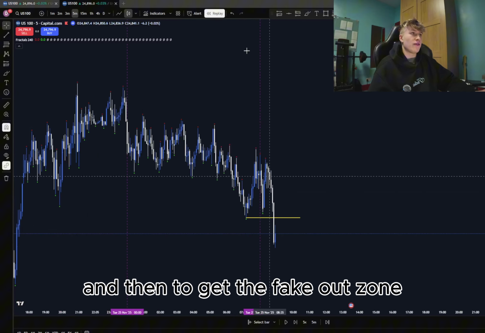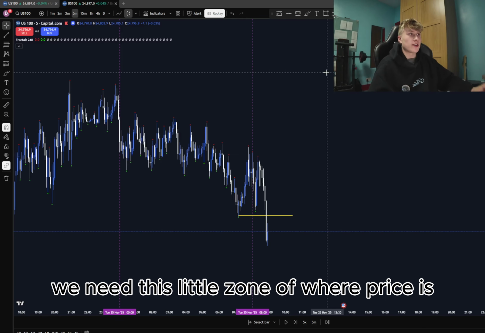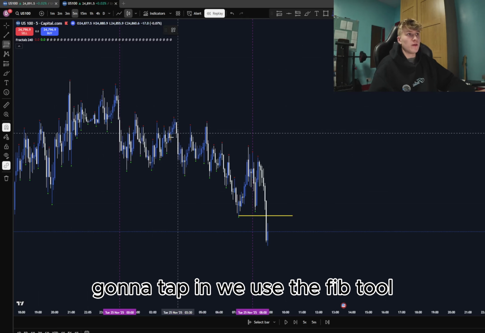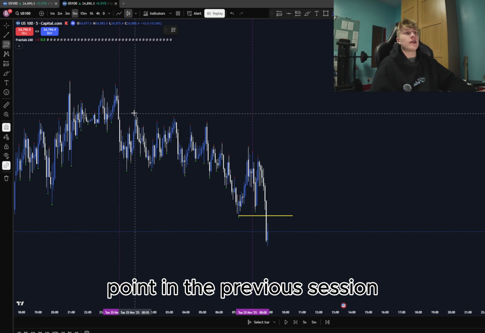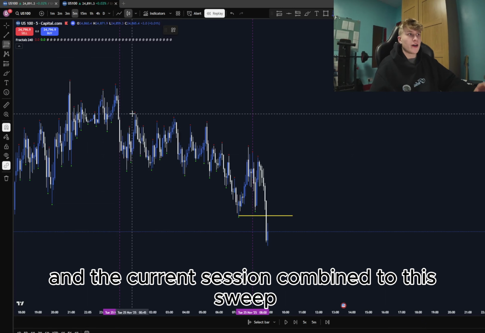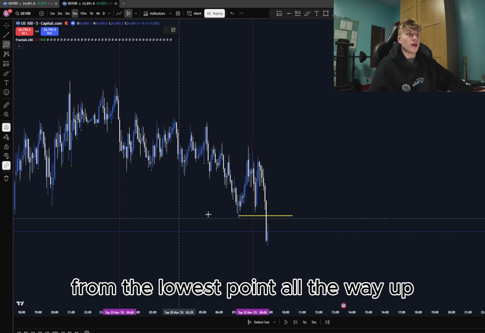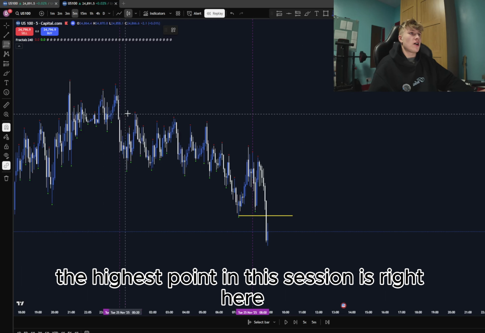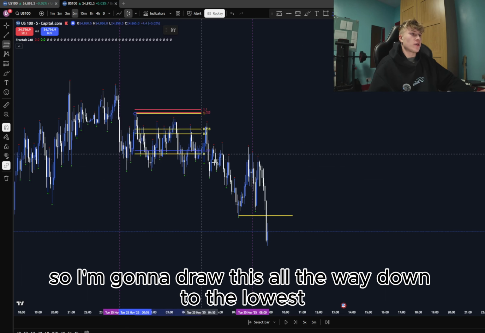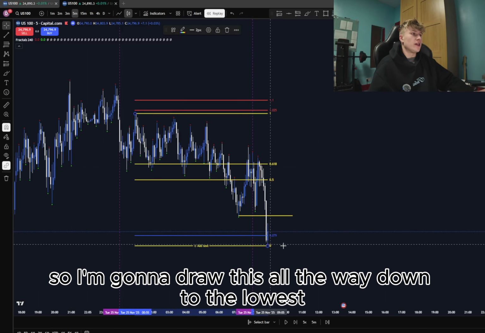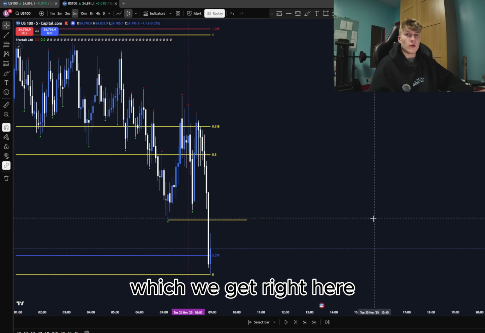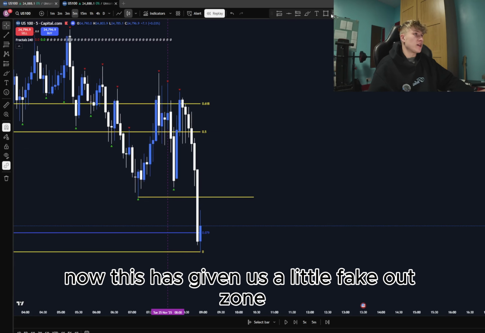And then to get the fake out zone, we need this little zone of where price is going to tap in. We use the fib tool and we draw it from the highest point in the previous session and the current session combined to this sweep. If we were the other bias, we would do it the other way around, from the lowest point all the way up. For us, the highest point in this session is right here. So I'm going to draw this all the way down to the lowest point of this bullish candle, which we get right here. Now this has given us a little fake out zone.